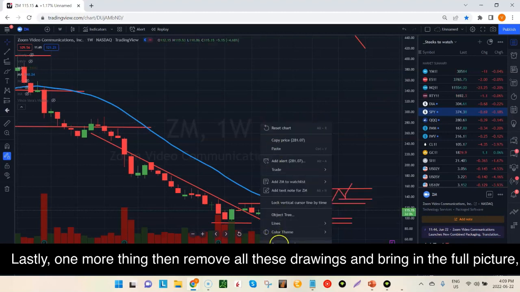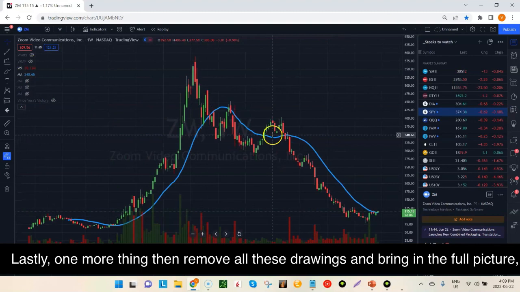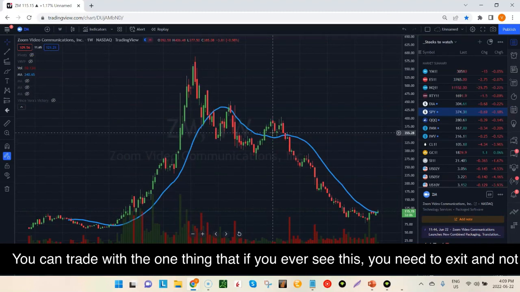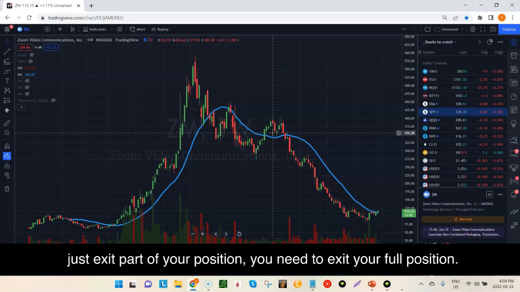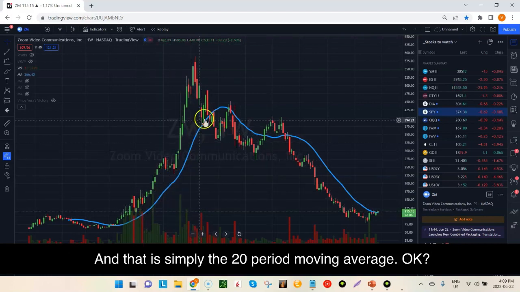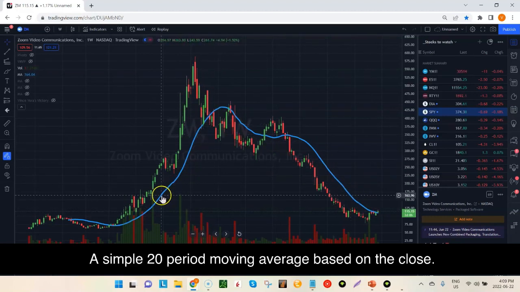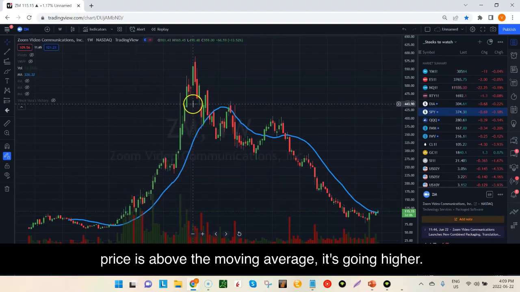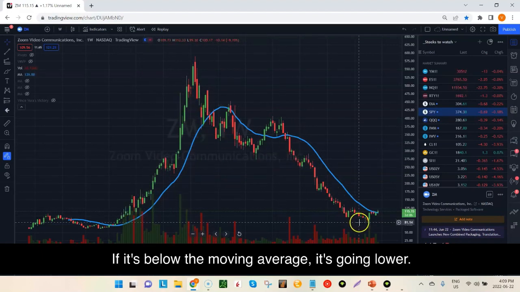Lastly, one more thing. Let me remove all these drawings and bring in the full picture. The most powerful exit you can trade with. The one thing that if you ever see this, you need to exit, and not just exit part of your position, you need to exit your full position. And that is simply the 20-period moving average. Okay, a simple 20-period moving average based on the close. In other words, you can look at any chart you want. The vast majority of the time, if price is above the moving average, it's going higher. If it's below the moving average, it's going lower.